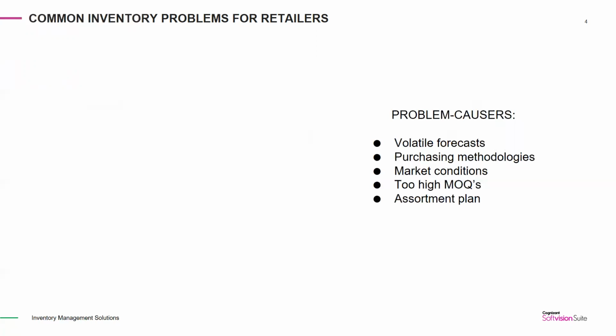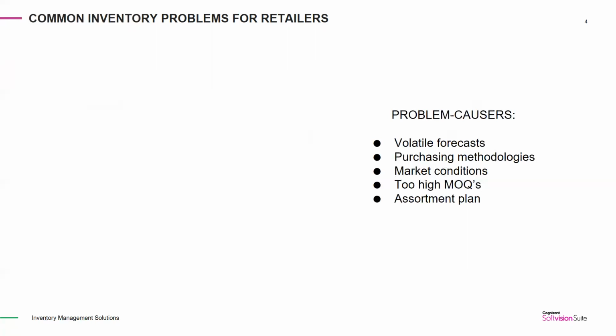What are our purchasing methodologies? I have a plan, I have a forecast. How do I purchase to that plan or to that forecast? Do I buy a lot of the inventory, 120% of my plan or 50% of my plan, and wait and see what happens? All those methodologies can be a causer of these problems.